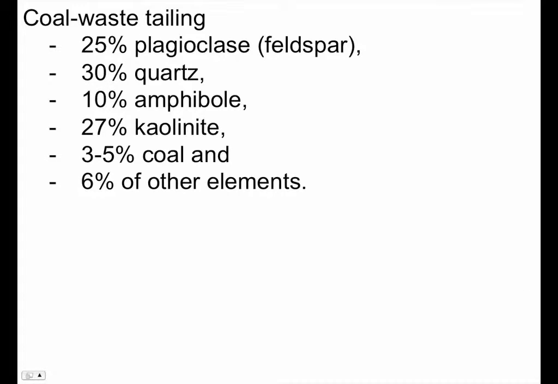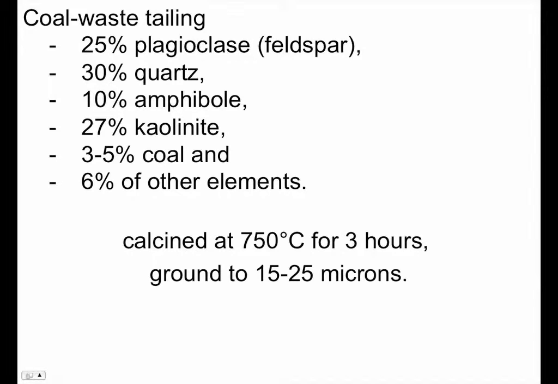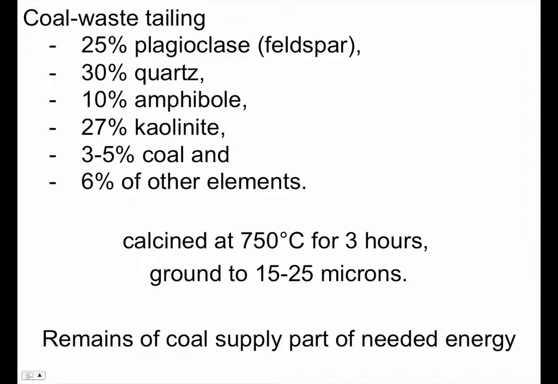For example, we tested the coal waste tailings from China, and it works perfectly. And here we tested the coal waste tailings from Wales in the UK. It is made of plagioclase 25%, 30% of quartz, 10% of amphibole, 27% of kaolinite, 3 to 5% of coal, and 6% of other elements. It could be muscovite and so forth. We calcined it at 750 degrees C for 3 hours in order to get the kaolinite into metakaolin. We ground it to 15 to 25 microns. And the coal is supplying part of the needed energy.